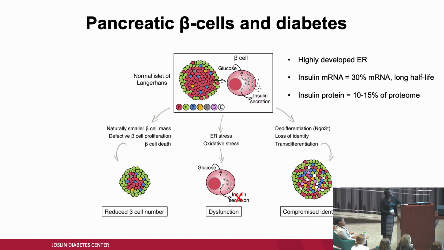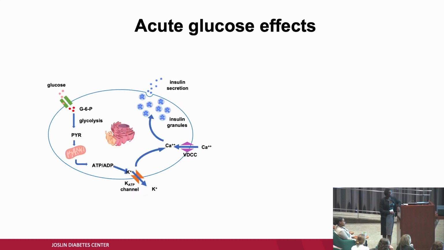The reduced cell number of these pancreatic beta cells, their dysfunction or compromised identity, leads to the development of diabetes. At the biochemical level, insulin secretion is tightly coupled to glucose metabolism, which makes sense. If the cue for insulin secretion is glucose exposure, such as after having a meal, then there is a mechanism for this to work.